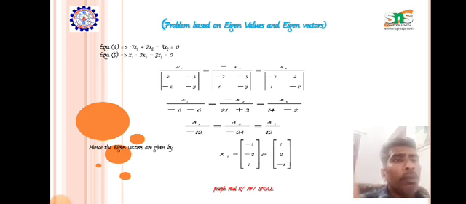So this is how we find the values of x1, x2, x3: we form the characteristic equation, find the roots, and find the eigenvectors for the corresponding eigenvalues.